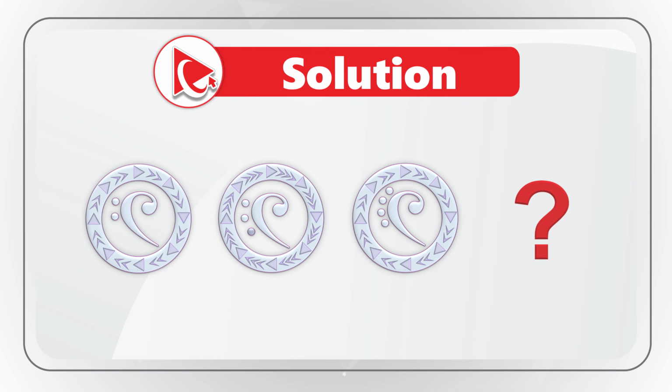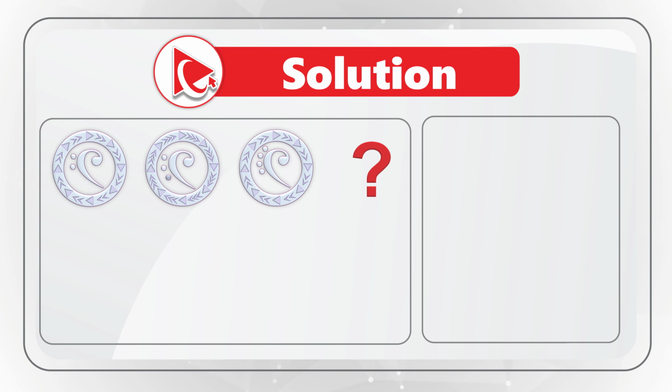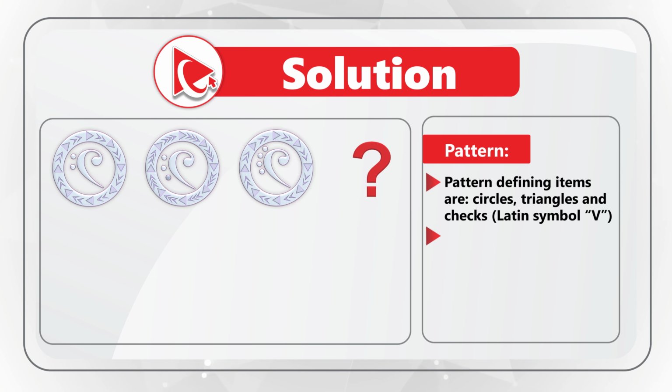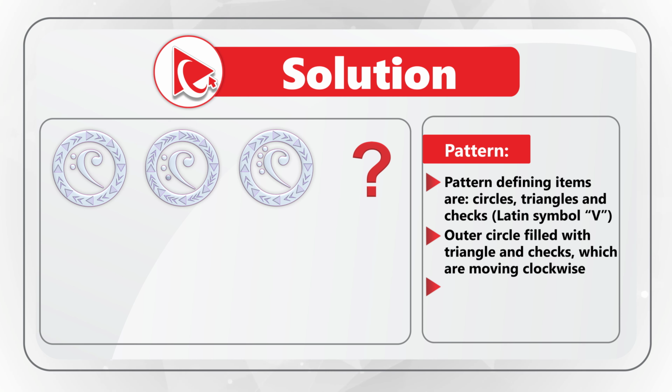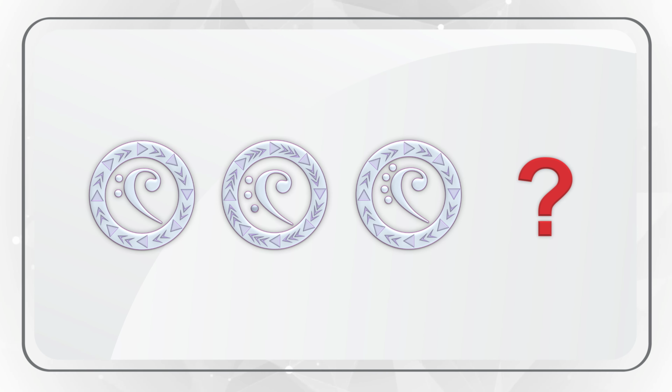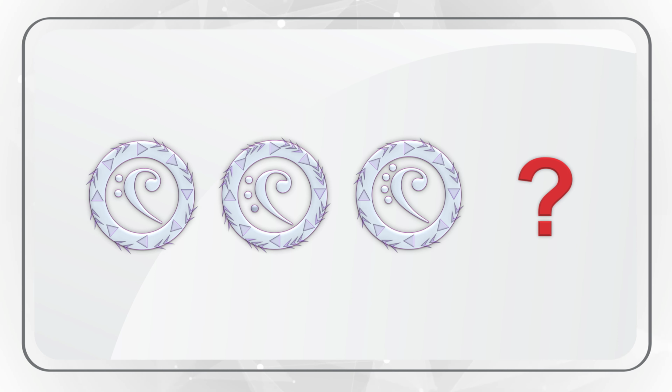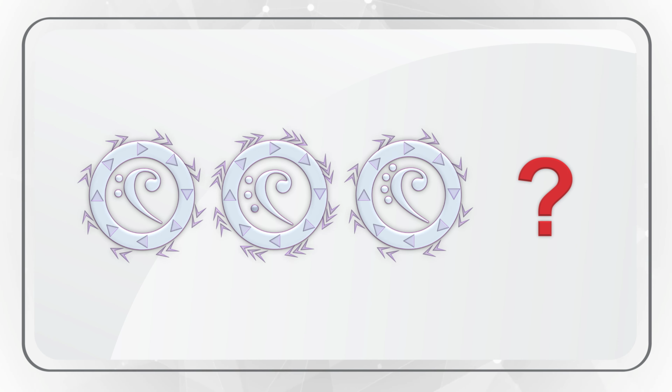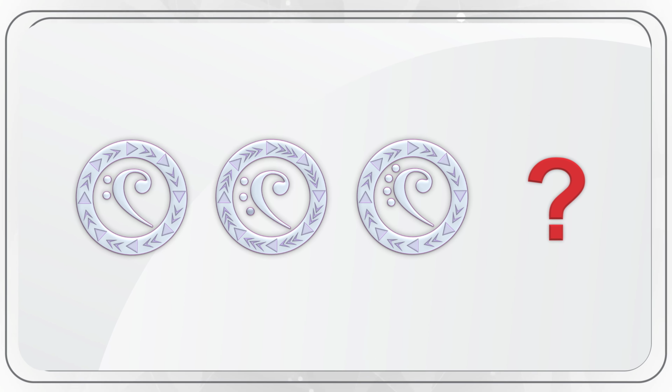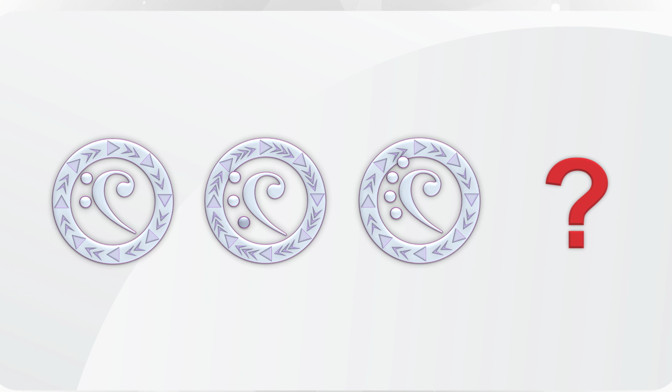As you might have guessed, the key is to define the pattern. And pattern consists of multiple elements. Pattern defining items are circles, triangles, and checks. They look like the Latin symbol V. If you look closely at the outer circle, it's filled with triangles and those checks, which are moving clockwise. The inner circle also has smaller circles inside.